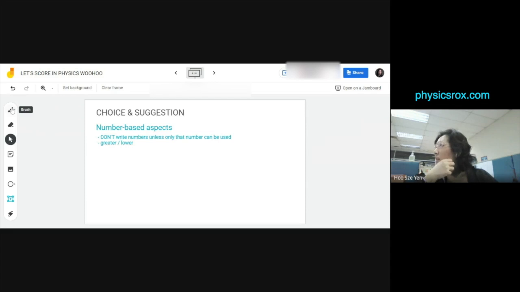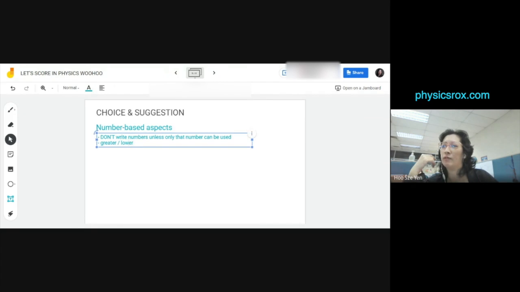We don't really use terms like larger, smaller, bigger in science. We like to say greater or lesser, not even lower. Lower is not even correct. Greater or lesser, these are the preferred terms in science. So you don't write numbers unless only that number can be used.